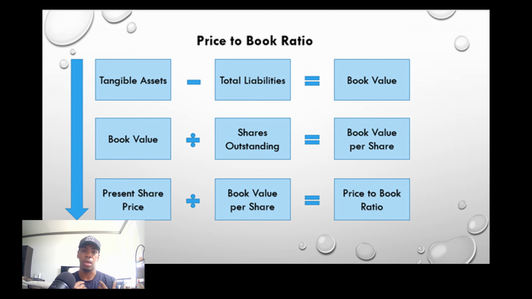So firstly, we need to work out the book value, which is the company's tangible assets minus the total company liabilities. This information you can find on the company balance sheet in the historical annual report section on the company's website. Okay. Then we divide the book value by the number of shares outstanding to get the book value per share. Finally, we divide the company's current share price by the book value per share to get the PB ratio.